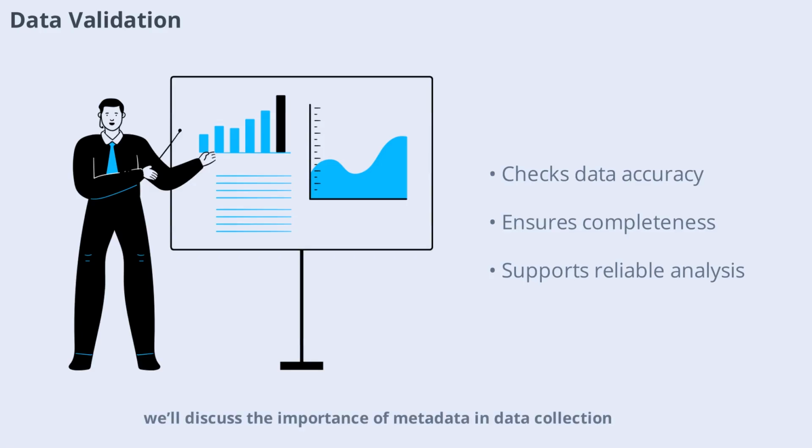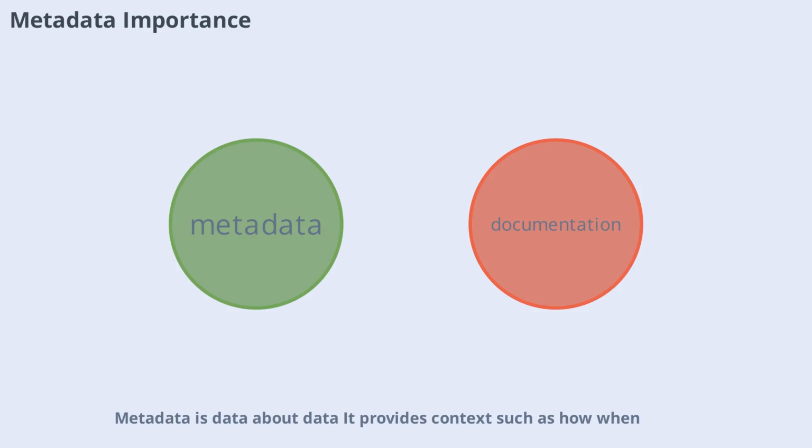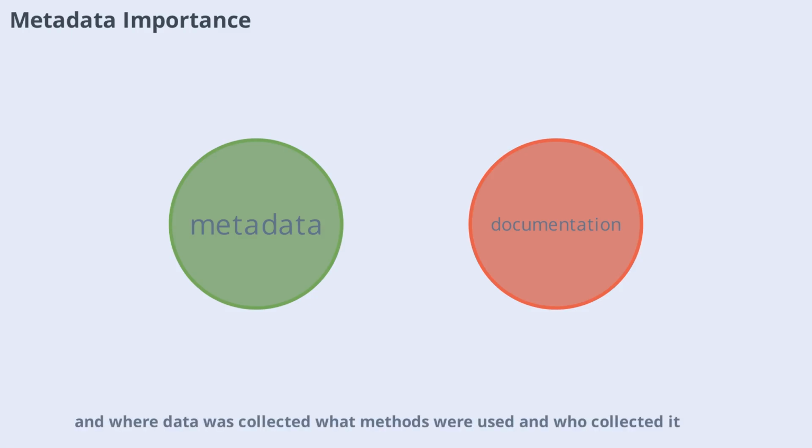Next, we'll discuss the importance of metadata in data collection. Metadata is data about data. It provides context such as how, when, and where data was collected, what methods were used, and who collected it.